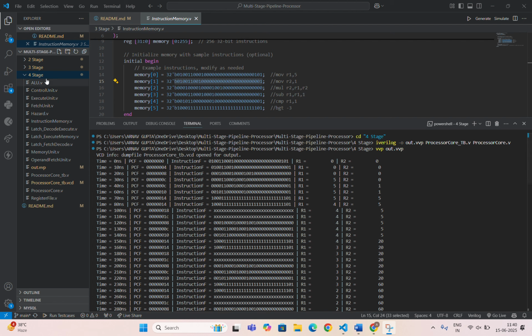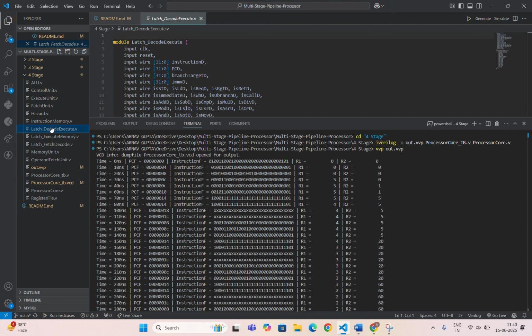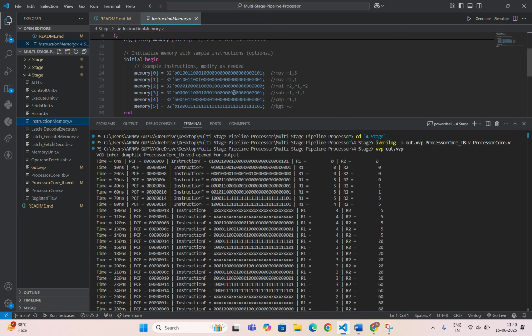Yes, so this is the 4-stage processor, and these are its component files. Now you can see there are 3 latches: fetch-decode, decode-execute, and execute-memory. These are the ones I have just described. Now this is the output for the 4-stage. At t equals 0, the first instruction, move R1, is in the instruction fetch stage. At the next clock, it is in the decode phase, and then at the next clock, in the execute phase.